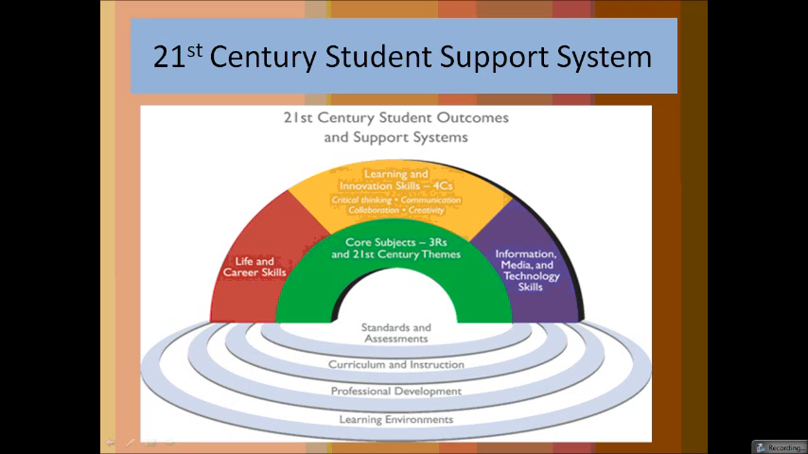The next thing is the 21st Century Student Support System. And this is so vital for the students because this allows them to keep up with 21st century technology. There's a variety of different things that encompass the support system. The first one is the core subjects, which are the 3 R's and 21st century themes. There's also life and career skills, information, media, and technology skills, as well as learning and innovation skills, which include the 4 C's. Those 4 C's are critical thinking, communication, collaboration, and creativity, something that we all want each and every single one of our students to have.